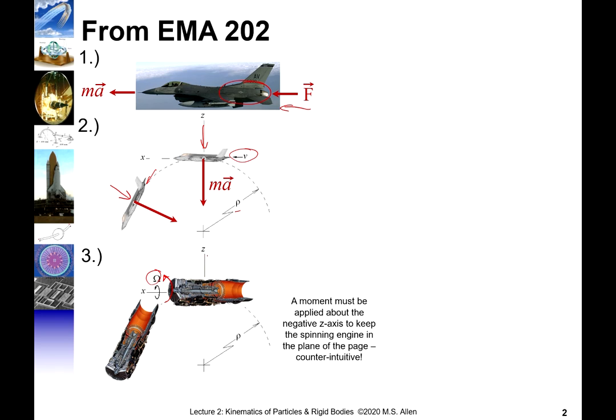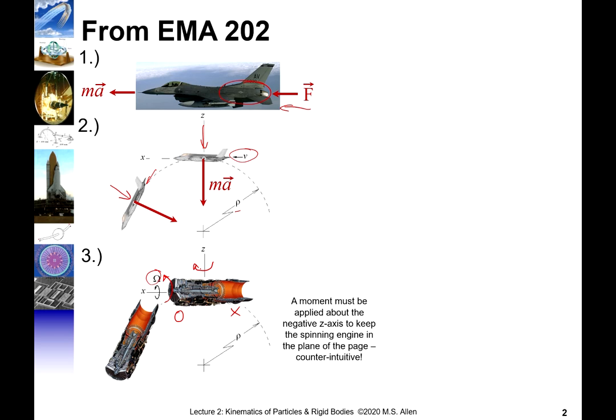And it turns out that that moment would be about the negative z, or we'd have to apply a moment this way to keep the tip of the engine from coming out of the page. This would want to come out of the page, and the end of the engine would want to come into the page if we didn't do that. So to make the engine go through this maneuver, we'd have to apply a moment in negative z.